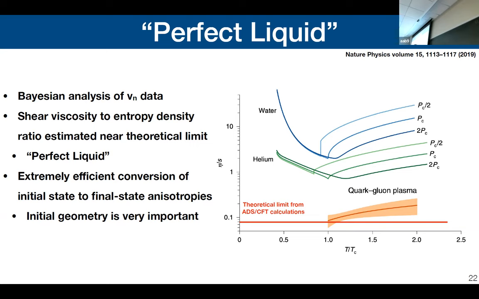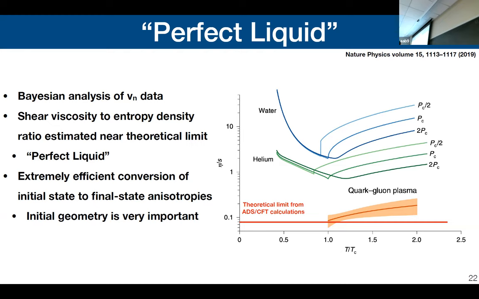And the Quark-Gluon plasma is very, very close to this limit. So this is done with an AdS/CFT calculation. And you can see that Quark-Gluon plasma at the critical temperature is nearly at that value. So this has prompted people to call the Quark-Gluon plasma a perfect liquid, in the sense that it has a viscosity that is almost as low as you can get, right?